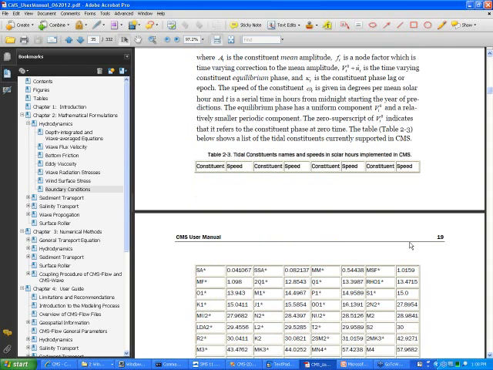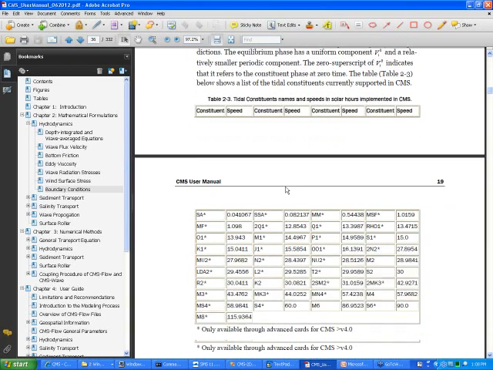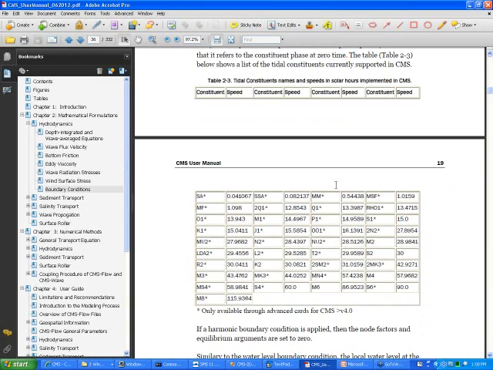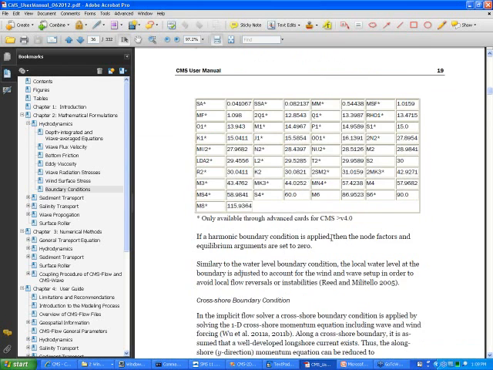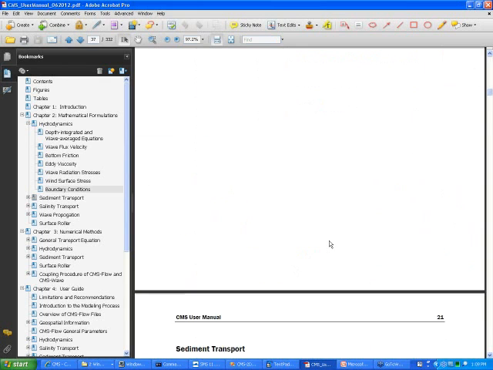The tidal constituents that are available in CMS are listed in table 2-3, and there's 37 of them. Actually, I do remember talking about this yesterday. I covered it briefly, but I'll cover it again today. These are the constituents available in CMS. SMS only supports 8 or 9, but you can go into the CMCards file and enter any of these. We talked about the cross-shore boundary condition.